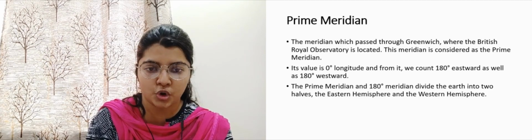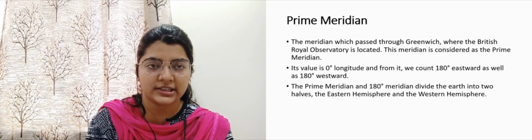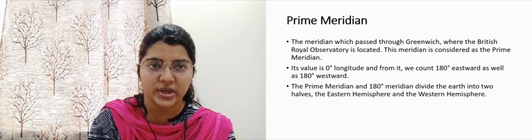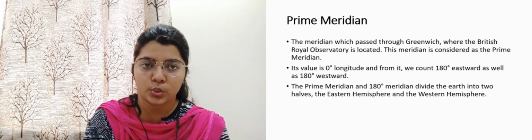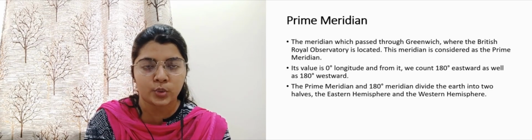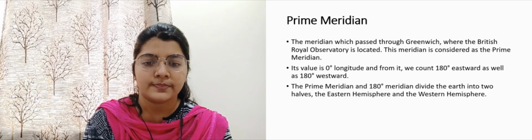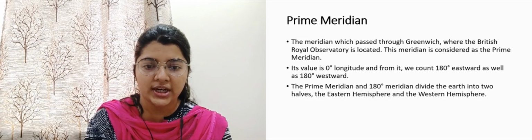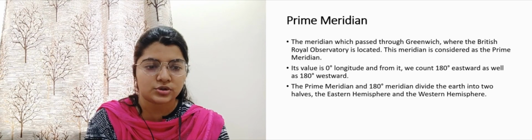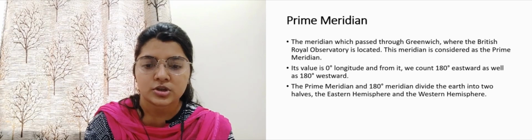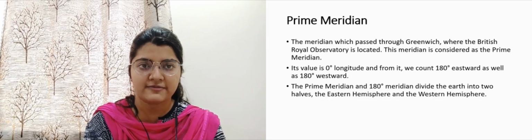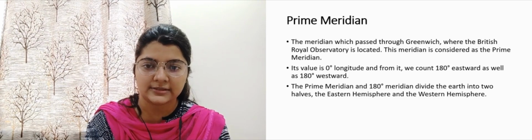Its value is 0 degree longitude, where we count 180 degrees eastward and 180 degrees westward. The prime meridian and the 180 degree meridian divide the earth into two halves, that is the eastern hemisphere and the western hemisphere. So this is what we mean by prime meridian.